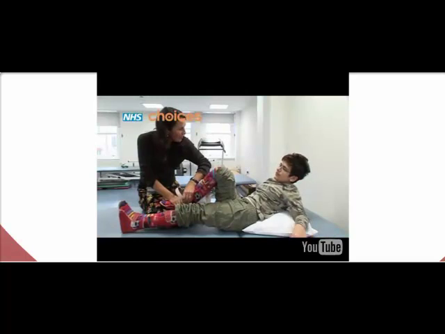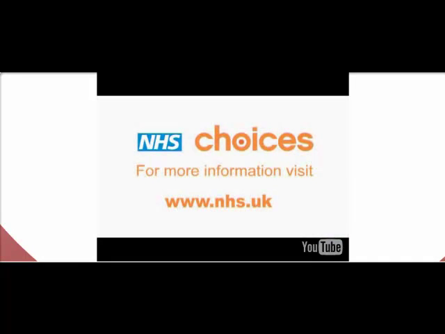In the most severe cases, there is only a limited amount one can offer sometimes in terms of improving the mobility, but there is quite a lot we can do in terms of comfort, care of the child, and giving them the best quality of life possible. For more information, visit www.nhs.uk.